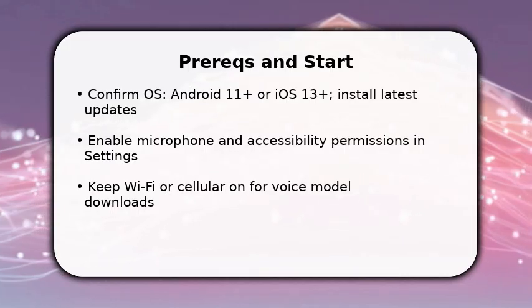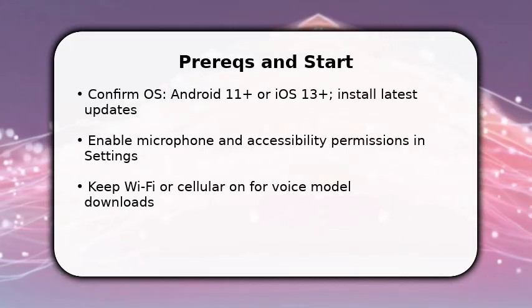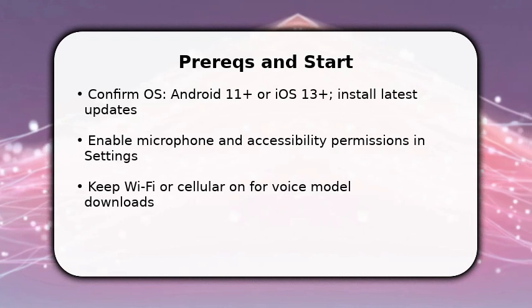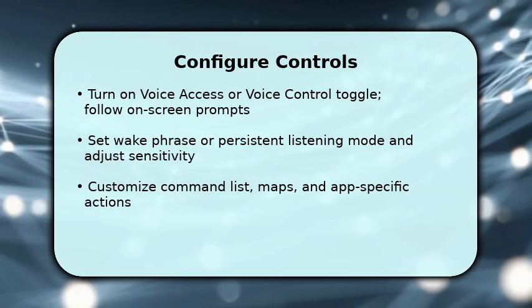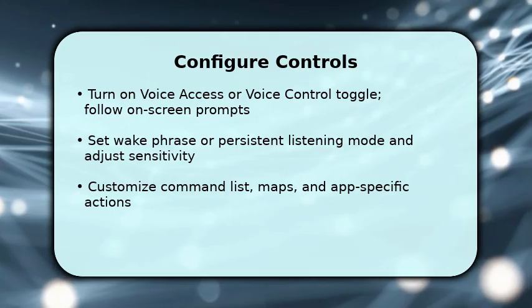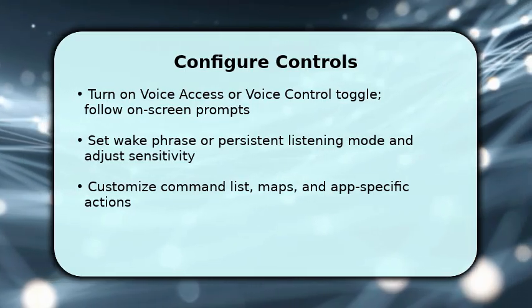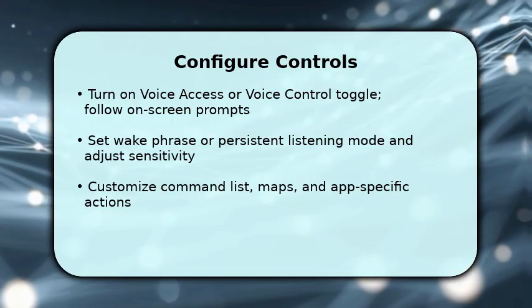Now go to Accessibility and locate Voice Access or Voice Control. You're about to enable the feature and begin configuration immediately. Next, turn on Voice Access or Voice Control and follow the prompts. This registers the service with accessibility and requests needed permissions.